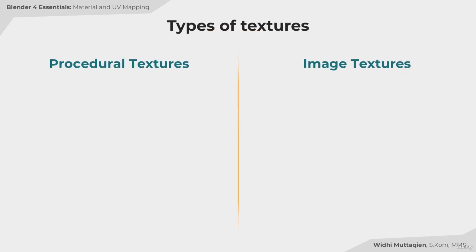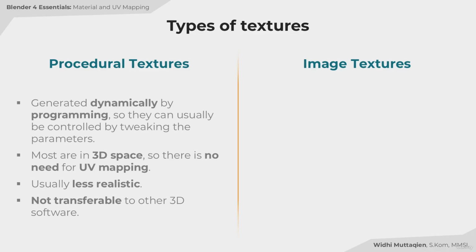In general, there are two types of textures: procedural texture and file image texture, or just image texture for short. So, what is the difference between the two? Well, procedural textures are images that are produced dynamically through programming. So, usually, we can easily control how they look simply by tweaking their parameters.